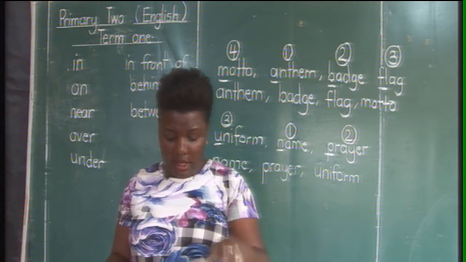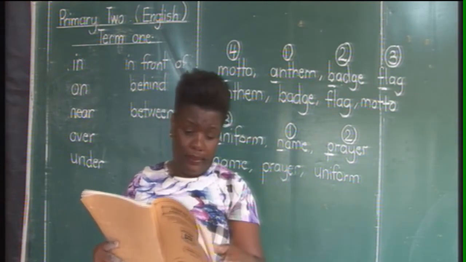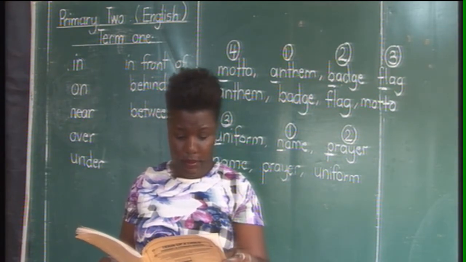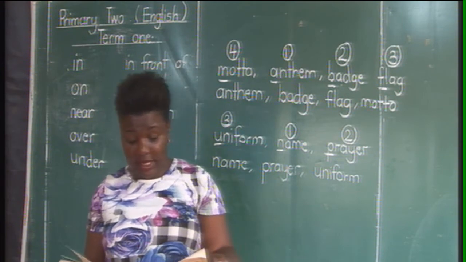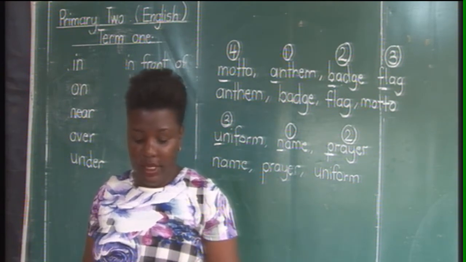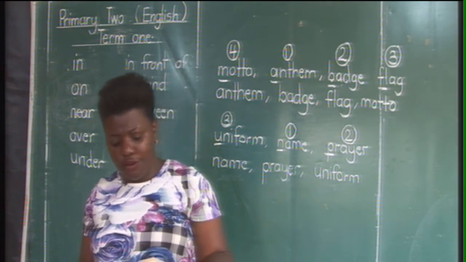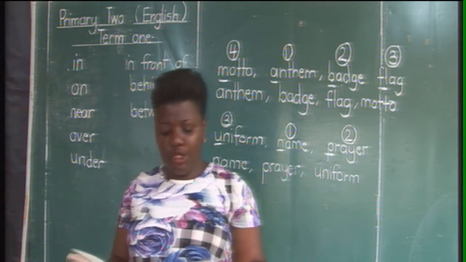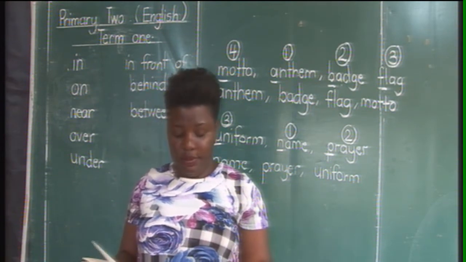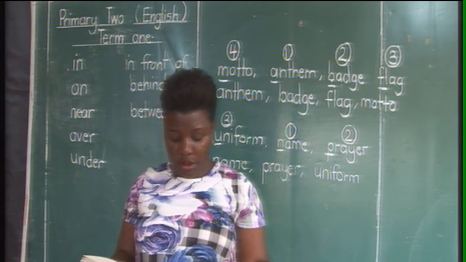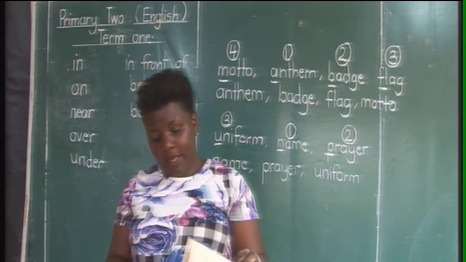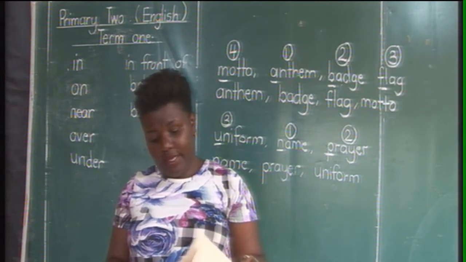The next instruction says, use the words given in the brackets to complete the sentences correctly. She has put a lot of dash in the food. She has put a lot of dash in the food. And they want you to use the word given in brackets.